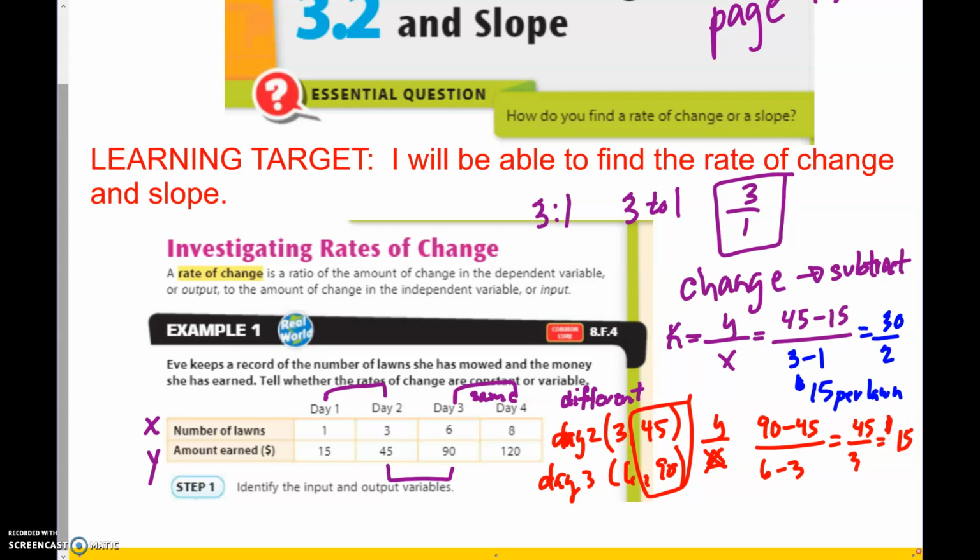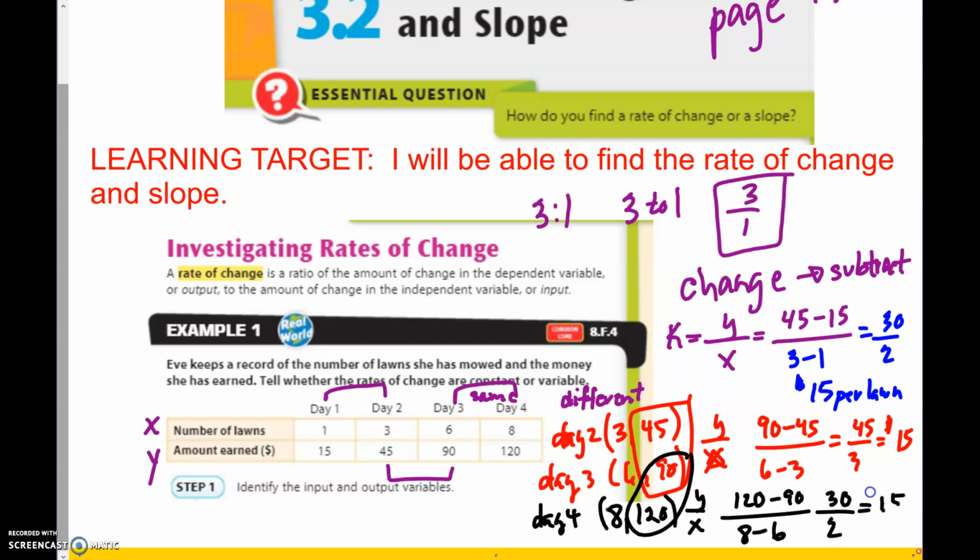All right, now I have to do it one more time. So I'm going to put day 4 data here. Day 4, that ordered pair is 8, 120. So I have to do the same thing, y on top, x on the bottom. Again, I'm going to do bottom to top because my numbers will stay positive. So I have 120 minus 90, and then 8 minus 6. 120 minus 90 is 30, and 8 minus 6 is 2. So that comes out to be 15.